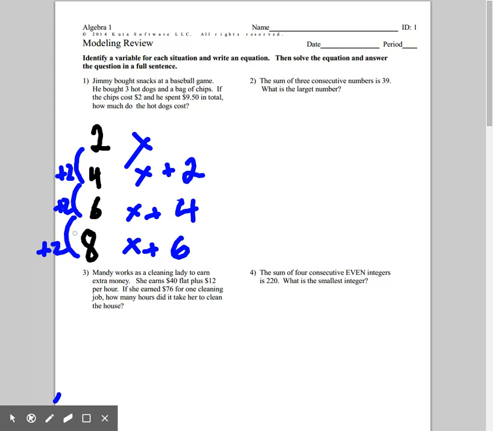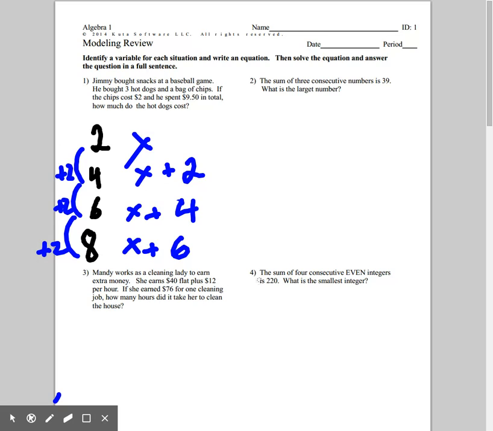Okay? So this is even, and that's why we skip, right? And if it was odd, it would look exactly the same way. Sometimes people confuse odd and they say plus 3 or something. No. Because we skip, it's always plus 2, because we skip 1. So that's why we write plus 2.